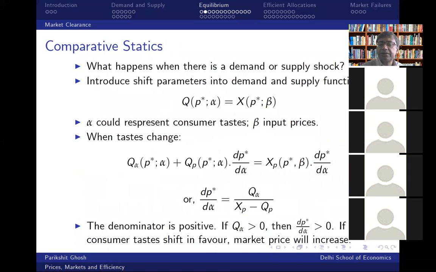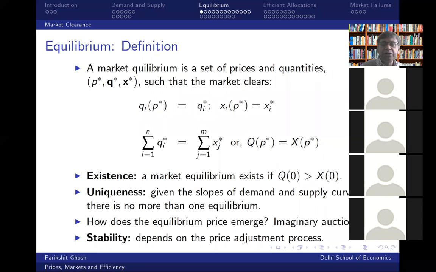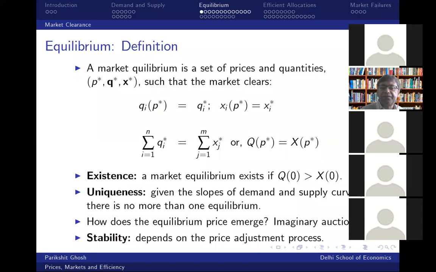Sir, yes sir, actually I have a doubt. Sir, can you please repeat the difference between X and Q in the previous slide? I'm referring to the quantities supplied by the firms, X, and the quantity demanded by the consumers, Q, right?